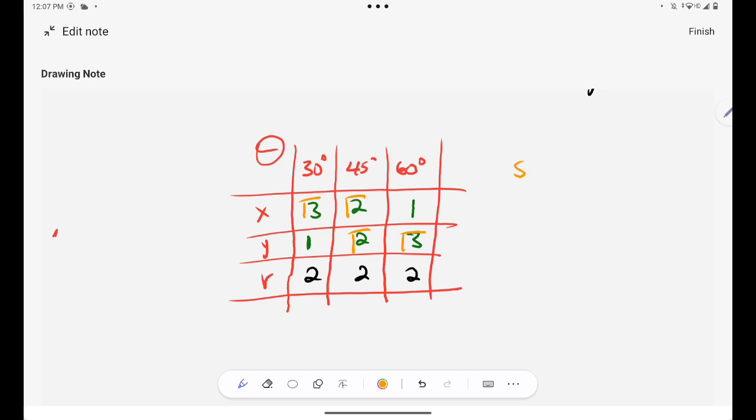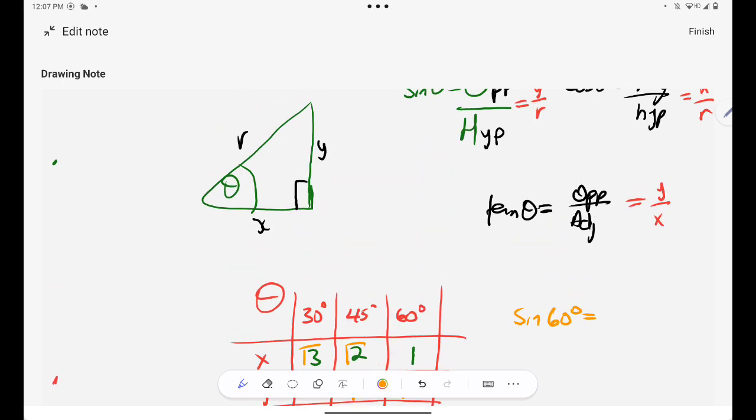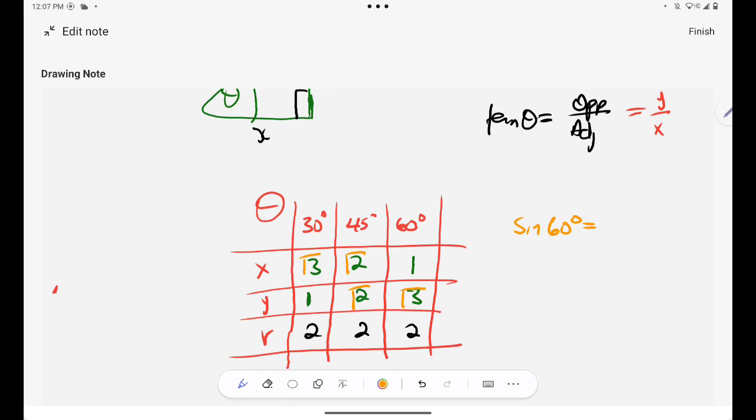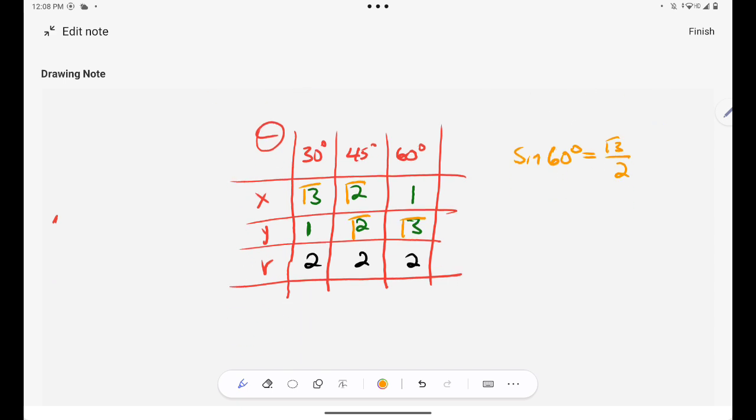So for example, if ever I want to find the sine of 60 degrees, I will go to 60 degrees. By definition, sine is y over r. I'll go to 60 degrees and check y over r. My y is square root of 3, and my r is 2. Even when I punch my calculator, I'll get the same answer. All together. Sine of 45 degrees, go to 45, and then I'll check my y is always root 2, and my r will be 2.